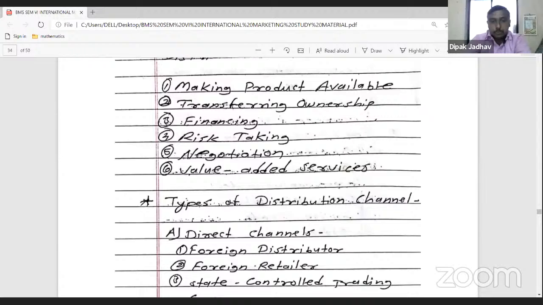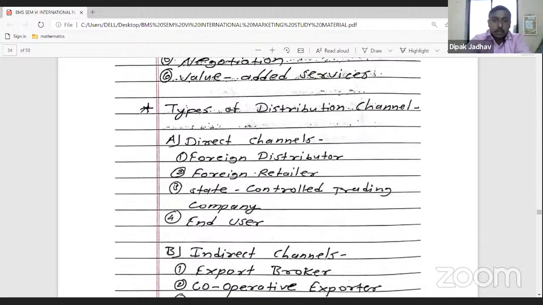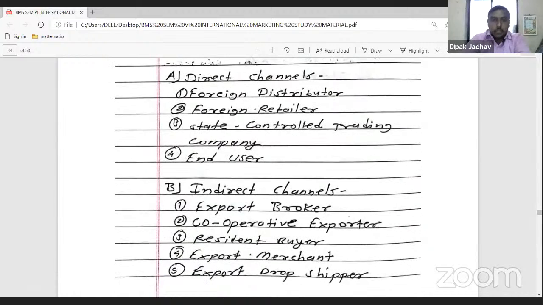The types of distribution channels: how we can distribute through the channels. The first thing is a direct exporting channel, or direct channel. It may be through a direct foreign distributor, a foreign retailer, a state coordinating or controlling agency, or by an end user. How we use direct export channels depends upon the company strategy, but ultimately it is much riskier and can be much more profitable, having both sides, we can say a two-sided sword.